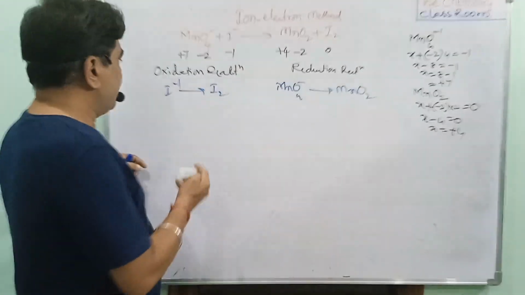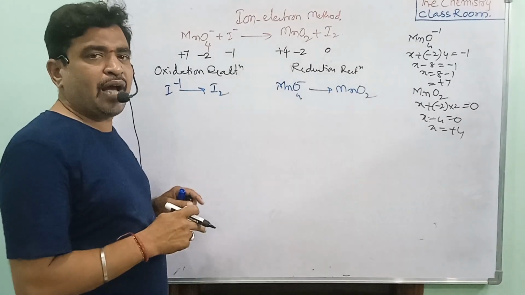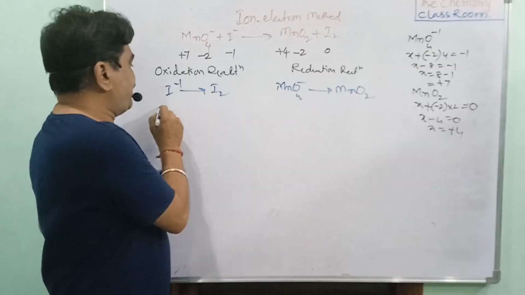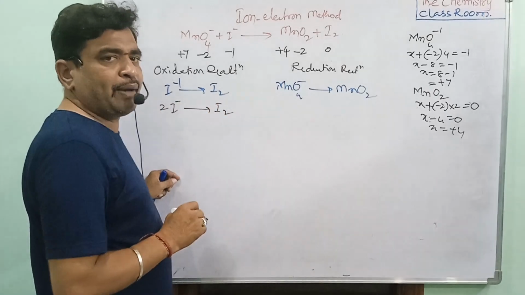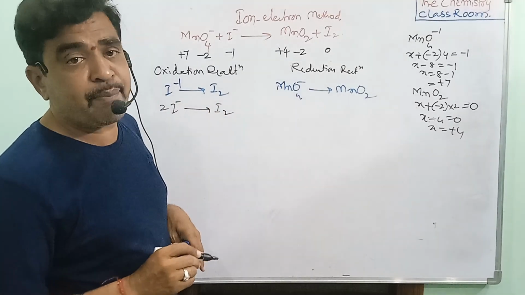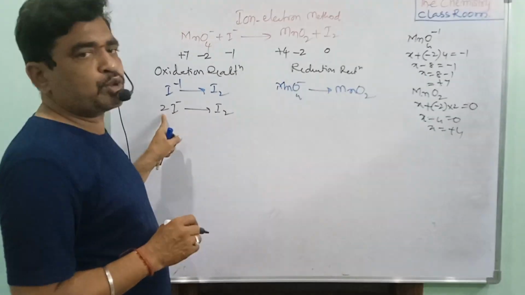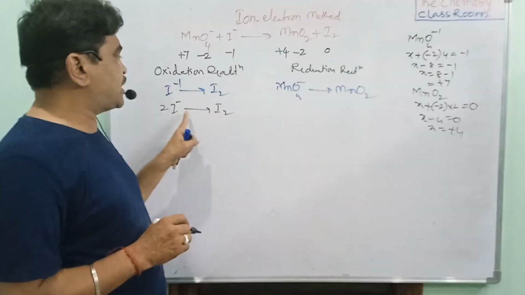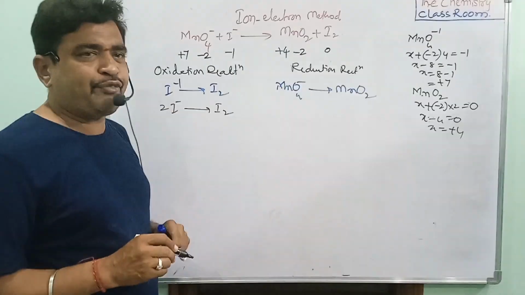So here before the reaction we have only one iodine. After the reaction we have 2 iodines. So what I am doing? 2I minus gives rise to I2. That means the remaining elements are balanced. After the reaction we have 2, so I multiply with 2. So 2I minus gives rise to I2. The first step is completed in the half reaction.